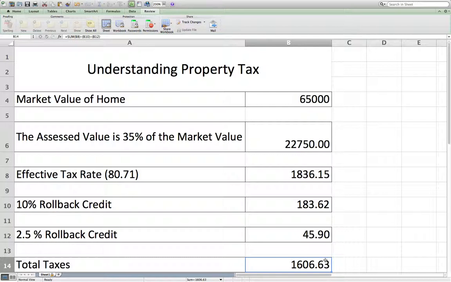Feel free to download this form and input the market value of your home so that you can see what your property taxes will be.